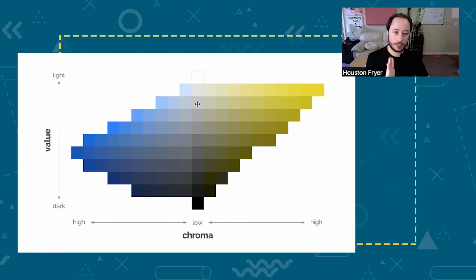this column in the dead center is a set of achromatic grays. I'm peppering the term chroma, chromatic, and achromatic now. They don't really matter for what we're going to do.